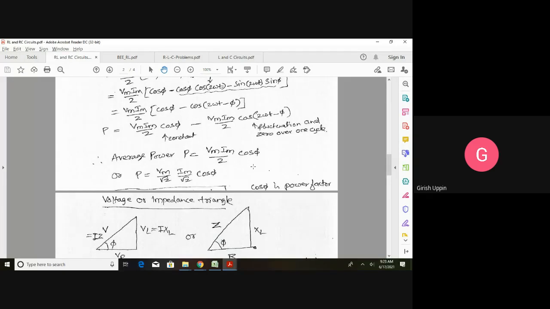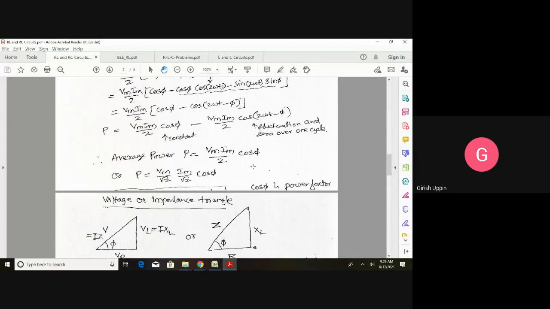And if you remember, what is the power consumed for the pure resistance? P is equal to V into I. So why P is equal to V into I? Because phi is 0. If I put it, cos of 0 is 1, that is why we get P is equal to VI. So in case of an alternating circuit, the generic equation of the power is P is equal to V into I into cos phi, where V is the RMS value, I is the RMS value of the current, and phi is the angle between the voltage and the current.